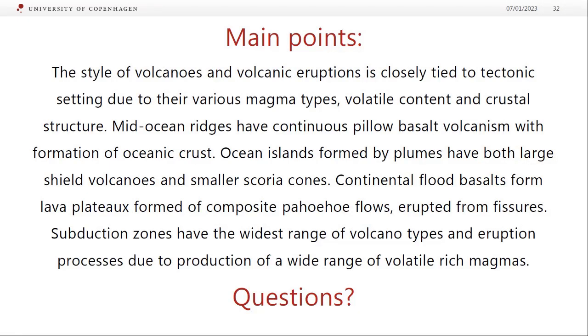Okay. So just to sum that up, the style of volcanoes and volcanic eruptions is closely tied to tectonic setting, and that's because of the differences in magma types, volatile content, and crustal structure that we see in these different settings. Mid-ocean ridges is basically continuous pillow basalt volcanism with oceanic crust forming underneath. Ocean islands tend to be big shield volcanoes with small scoria cones on top. Continental flood basalts will form these lava plateaus erupted from fissures, and subduction zones have everything. Big mess. So, yeah, does anyone have any questions about that?